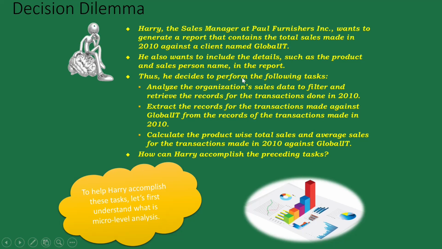Thus, he decided to perform the following tasks and analyze the organization's sales data to filter and retrieve the records for the transactions done in 2010. Extract the records for the transactions made against Global IIT from the records of the transactions made in 2010. Calculate the product-wise total sales and average sales for the transactions made in 2010 against Global IIT. How can Harry accomplish the preceding tasks? To help Harry accomplish this, let's first understand what micro level analysis is.